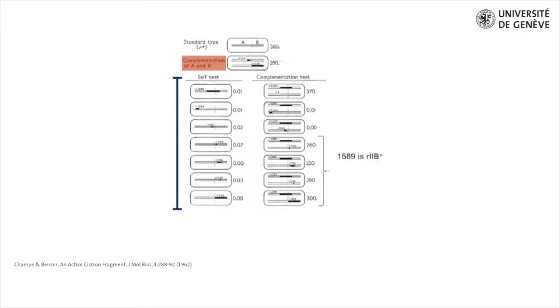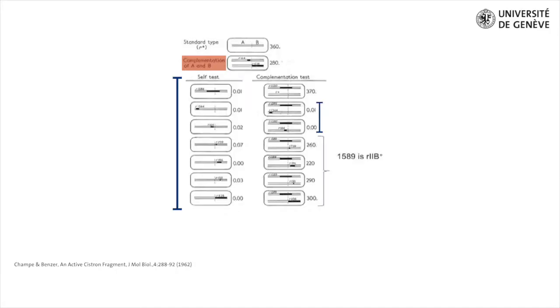So in the complementation test, Benzer and Champ used two R2A deletions, and these two show that 1589 is R2A minus as expected. But in the next one, all these 5 complementation tests give a positive result, that is phage production.